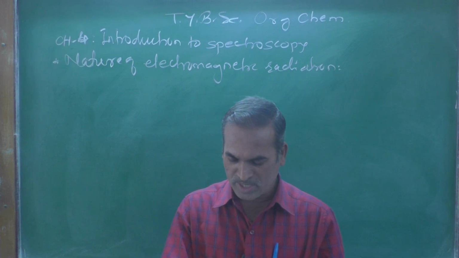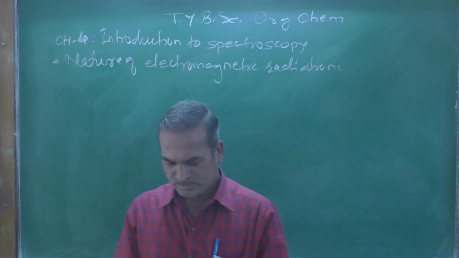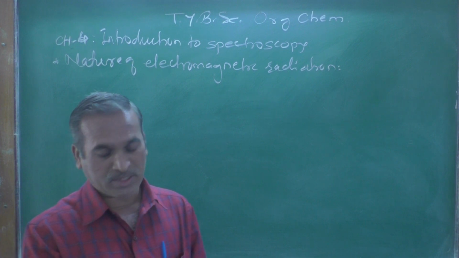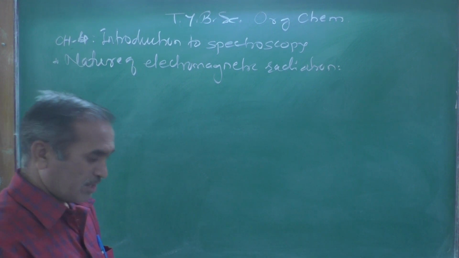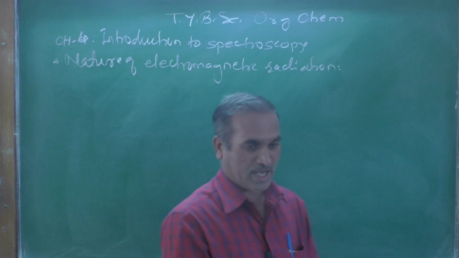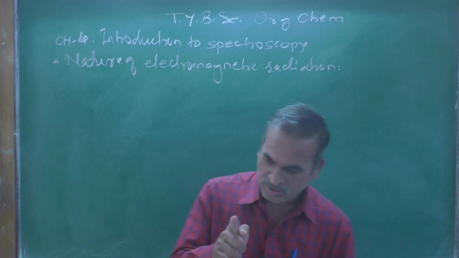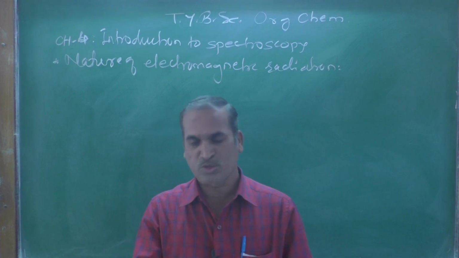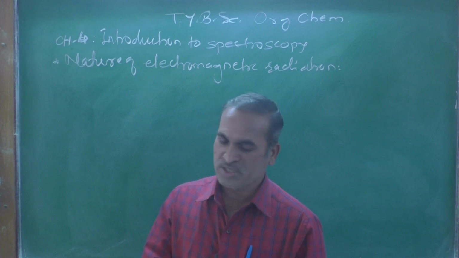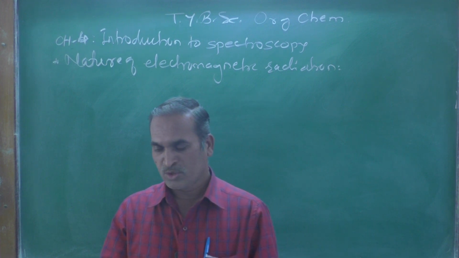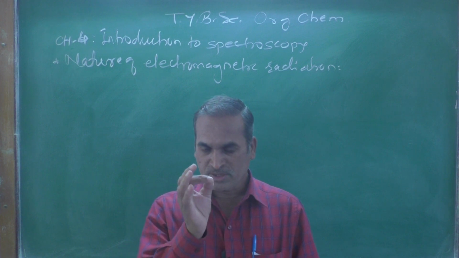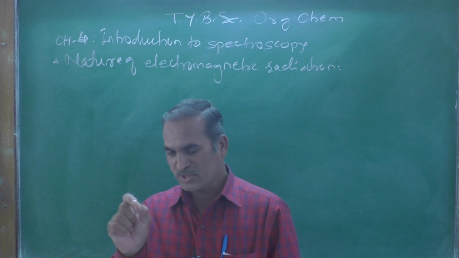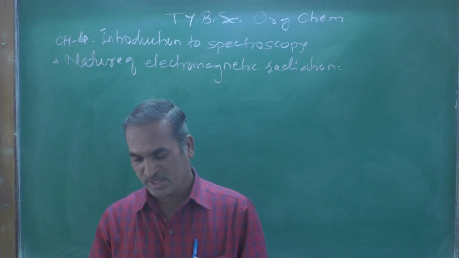Today we are discussing the nature of electromagnetic radiation. In the definition itself we mentioned that the interaction of electromagnetic radiation with matter is known as spectroscopy, and therefore it is very essential to determine the nature of that electromagnetic radiation.